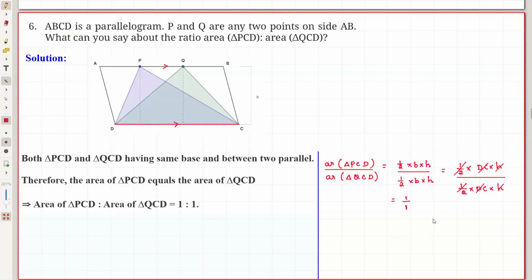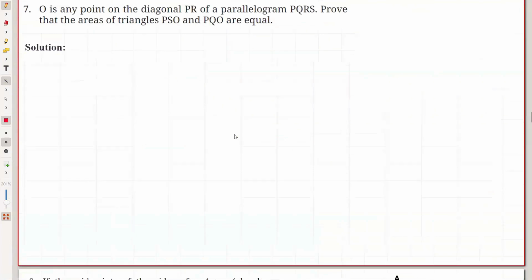1 by 1 is nothing but the ratio 1:1. So just learn this statement alone: if two triangles have the same base and lie between two parallel lines, then their areas are equal.